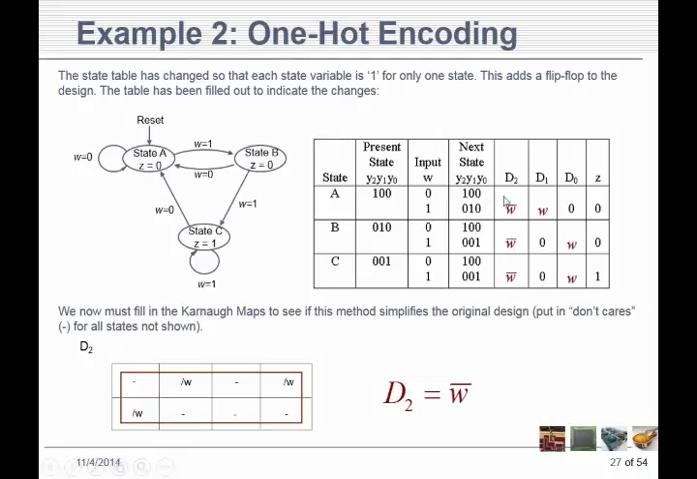Now here I look at these 3, and for cell 4, cell 2, and cell 1, they're all not W. So I've got not W. And since these are don't care, I can circle the whole thing together and say that D2 is equal to not W.